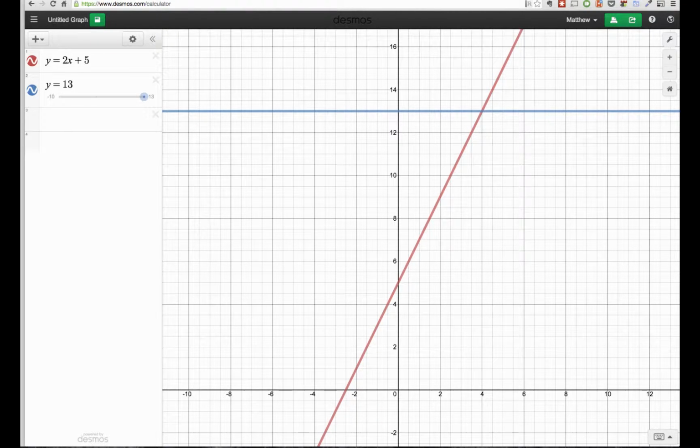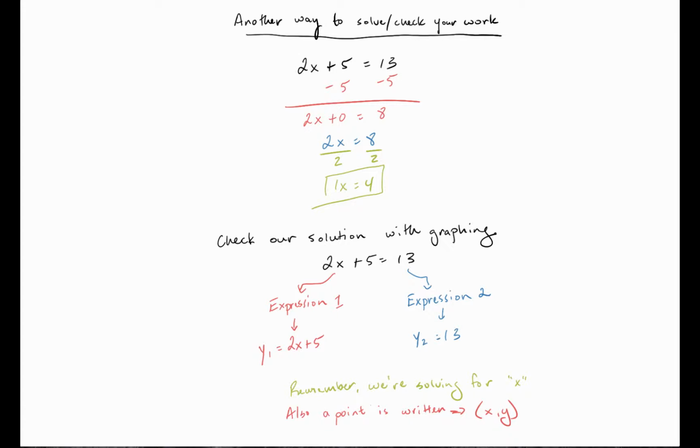When we look at the graph, if we want to know when these two equations are equal to each other, well, that's just going to be when they intersect. And the x coordinate is 4. So going back to our algebra, we can clearly see that since that point at the intersection was (4, 13), these two equations intersect when x equals 4, which verifies our solution.